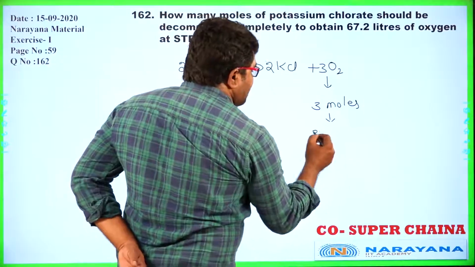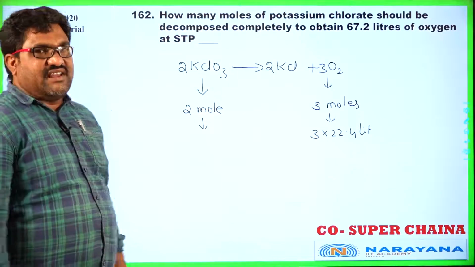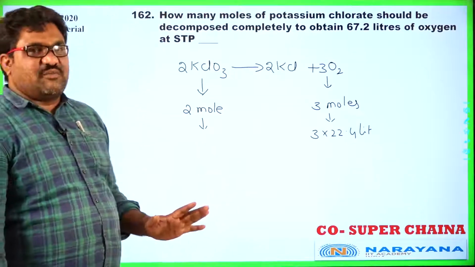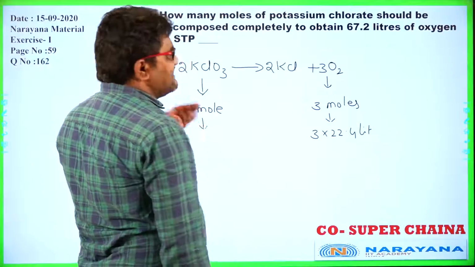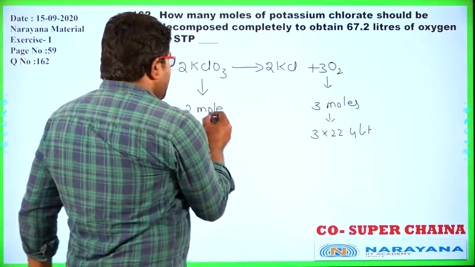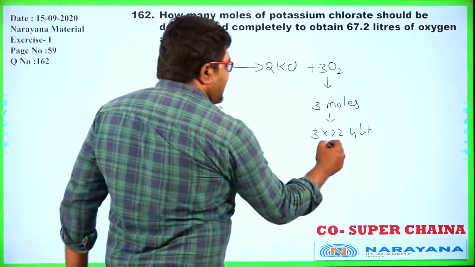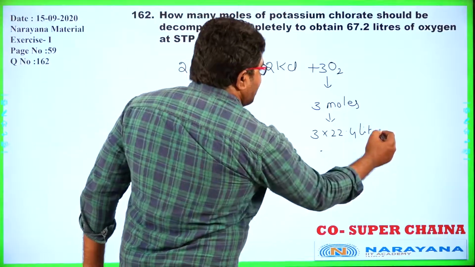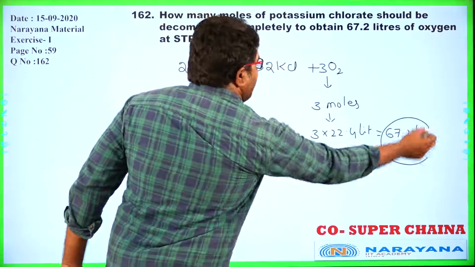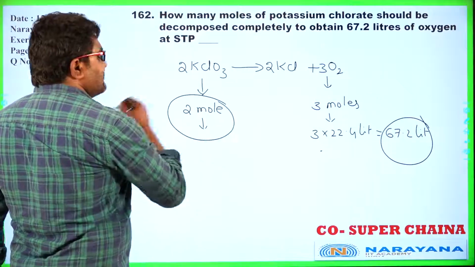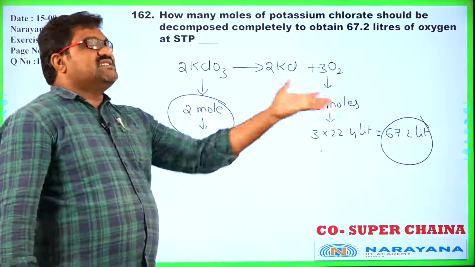3 moles means 3 into 22.4 liters volume occupies, because 1 mole of any gaseous substance at STP conditions occupies 22.4 liters. Okay. So now how many moles was required for the formation of? So if you take 2 moles of KClO3, after decomposition it forms 3 into 22.4, which is equal to 67.2 liters. Okay, so for 67.2 liters, how many moles of this was required? No need to do any calculation. Here directly from 2 moles, 67.2 is formed.